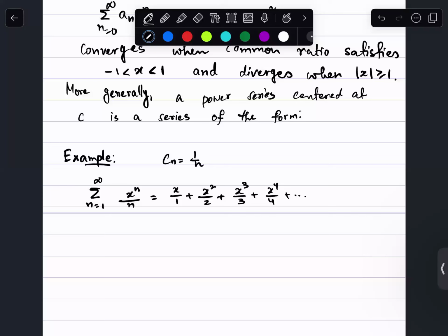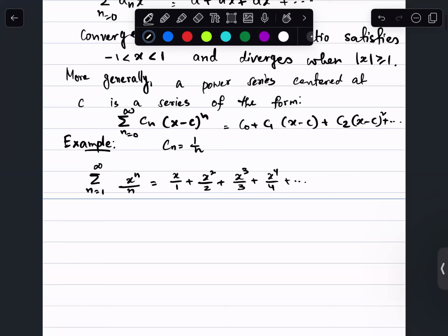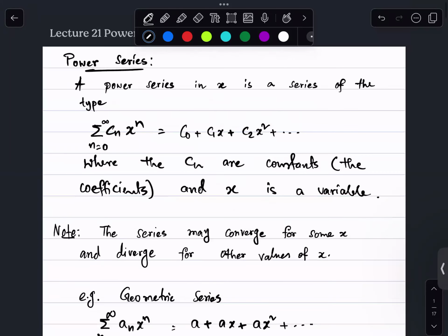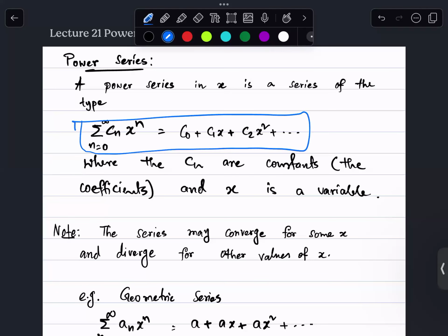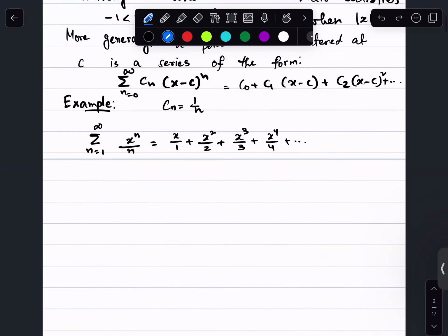In general, a power series centered at c is a series of the form summation Cn (x minus c) to the n, from 0 to infinity, which is nothing but C0 plus C1 (x minus c) plus C2 (x minus c) squared plus so on. Basically, when you take this c to be 0, you will get this form of power series. So this should be called a power series centered at 0.